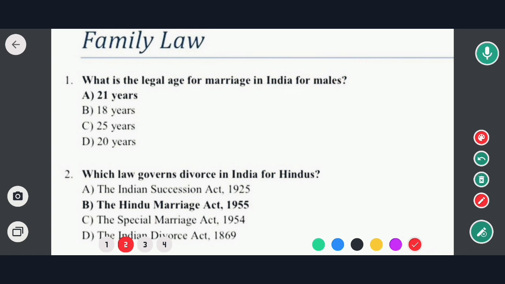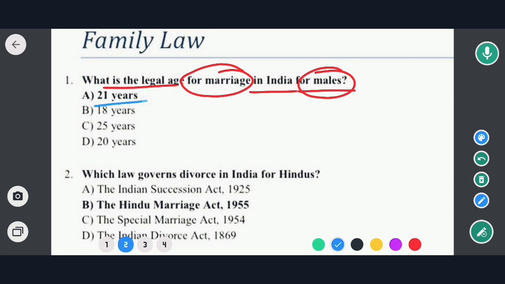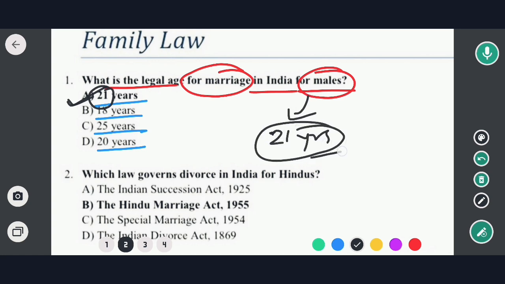The first question is: what is the legal age for marriage in India for males? Okay, males के लिए marriage का legal age कितना है? Options are 21 years, 18 years, 25 years and 20 years. In this case, the correct answer would be option A, that means 21 years. इसके लिए कितना minimum age requirement है? That is 21 years. So in this case, option A would be the correct answer.